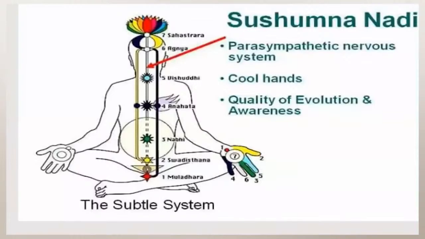As you can see here, there is a yellow channel and a blue channel, and in between there is the white channel. This white channel is your Sushumna Nadi, the central channel. We already told you that it is the parasympathetic nervous system. When the channel is very clear, the Kundalini passes through it and connects us by opening our seventh energy center, and then there is a cool feeling on our hands. The qualities of this central channel, as we discussed in the first session, are evolution and awareness.